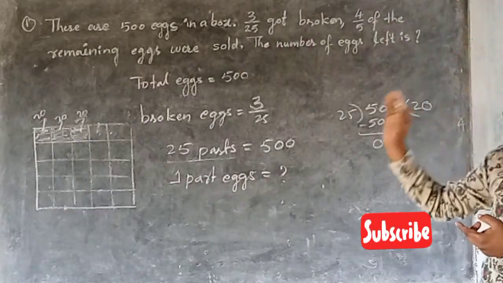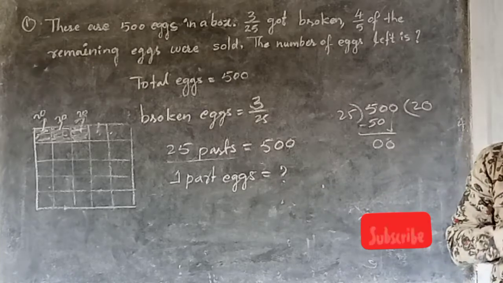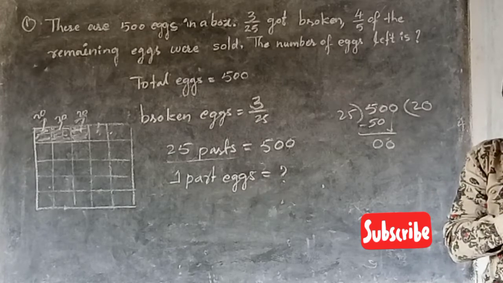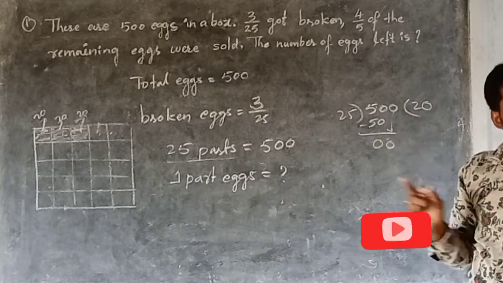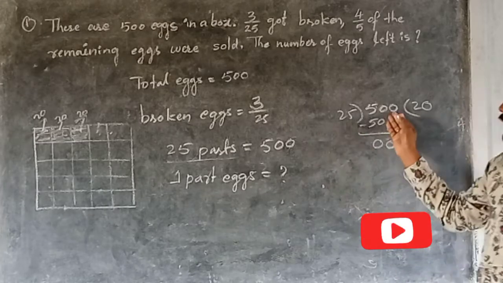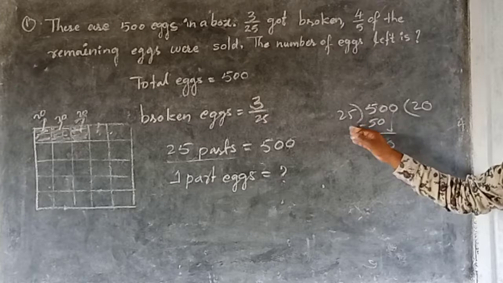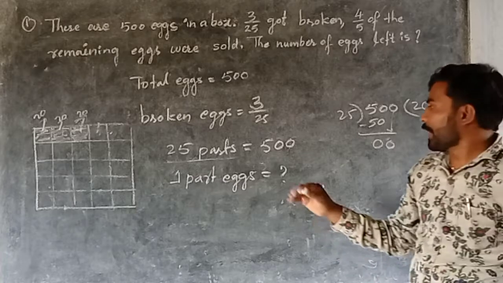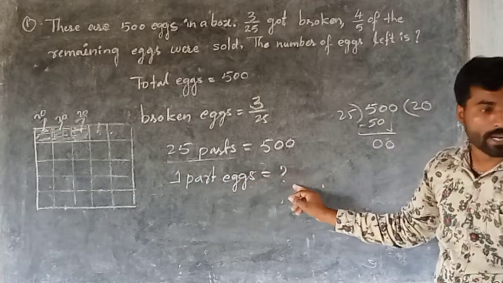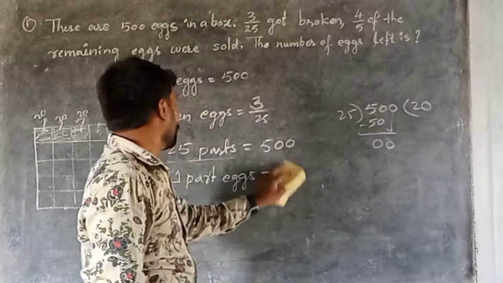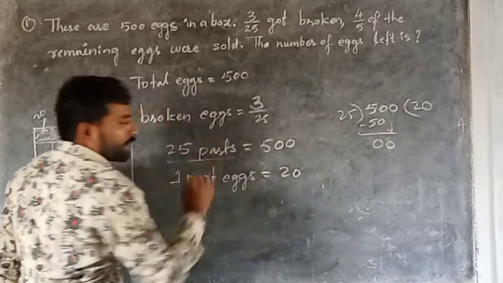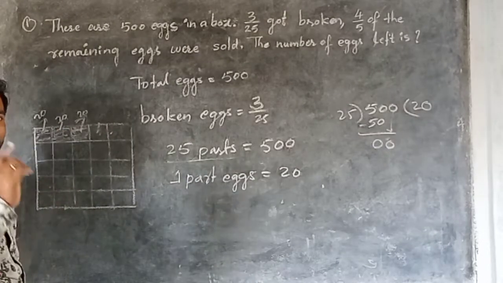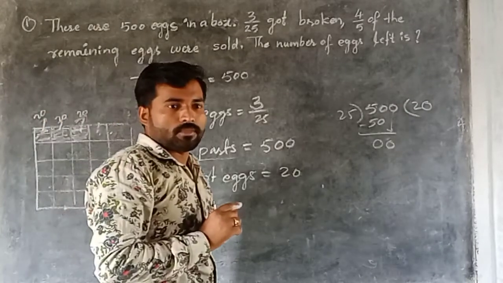Here he is asking about one part. When he is asking about the one part, you need to divide. Then you will get one part value. Here 500 is divided by 25. So 25 20s are 500. You will get 20. That means one part x are equal to 20. In one part you have 20 x. All of you, did you understand?